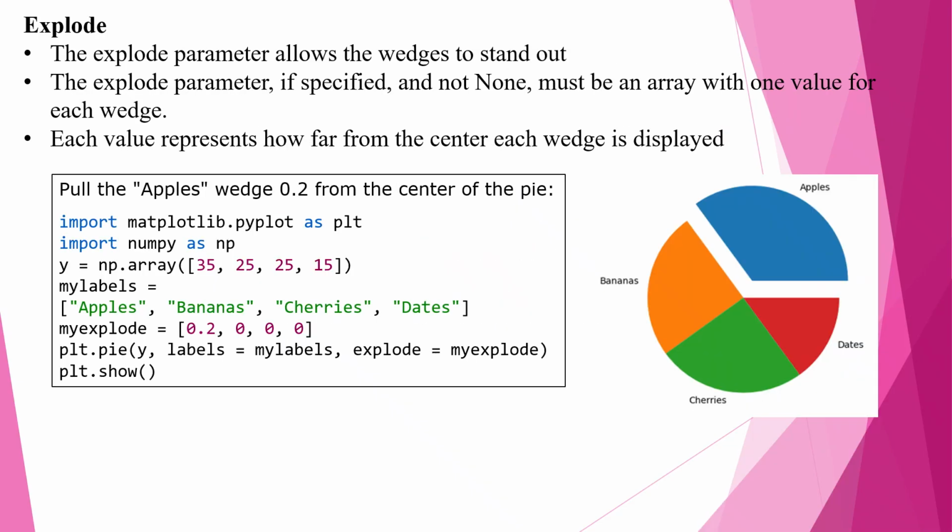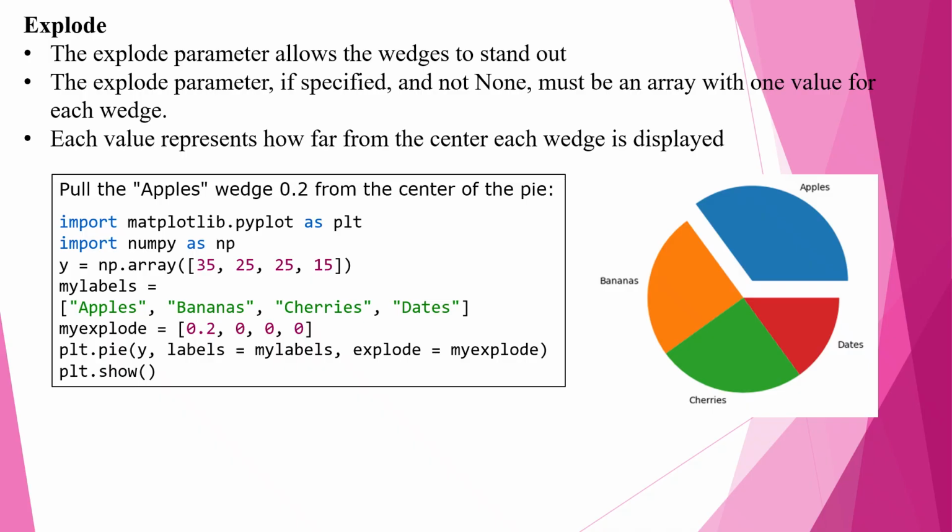Explode. This example shows how to highlight a specific portion of a pie chart using the explode parameter in matplotlib. The explode parameter is used to slightly separate one or more wedges from the center of the pie chart, making them stand out visually. It is defined as an array where each value corresponds to a wedge and the value indicates how far that wedge should be pulled away from the center.